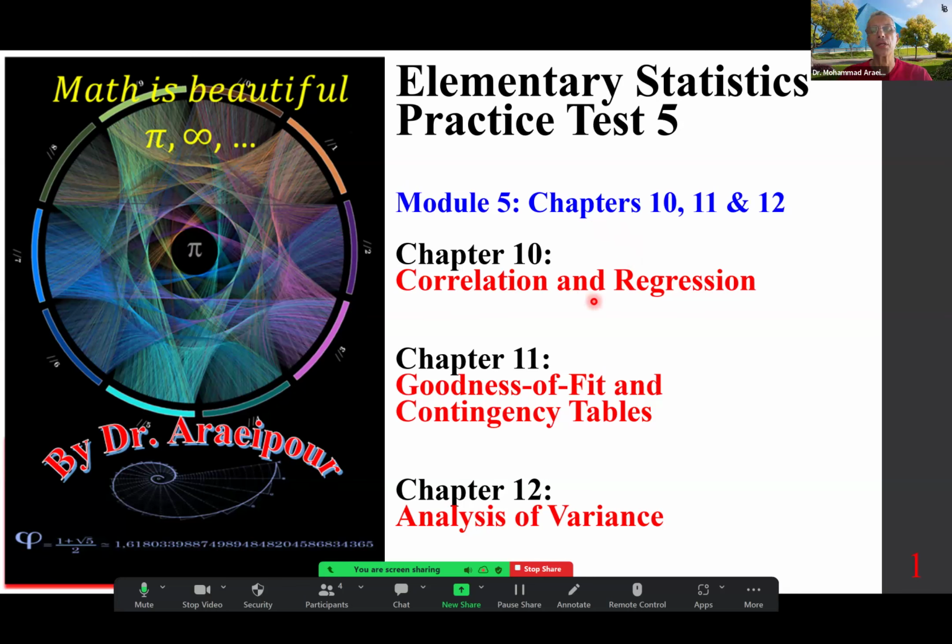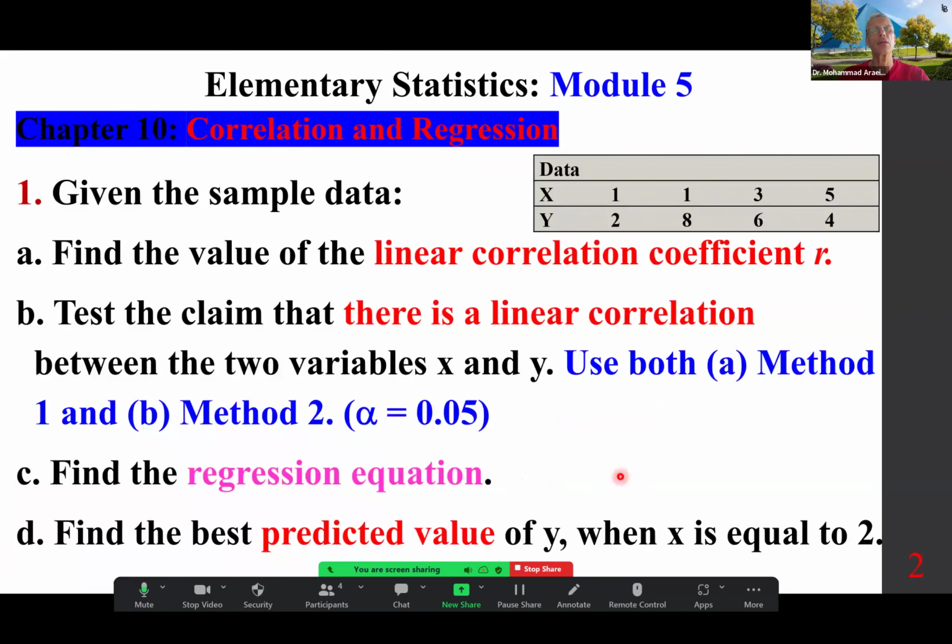We are looking at Module 5, Chapters 10, 11, and 12. Chapter 10, Correlation and Regression. Chapter 11, Goodness of Fit and Contingency Tables. Chapter 12, Analysis of Variance. And here's Chapter 10, Correlation and Regression.